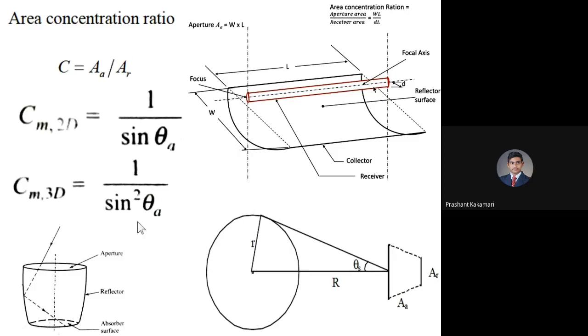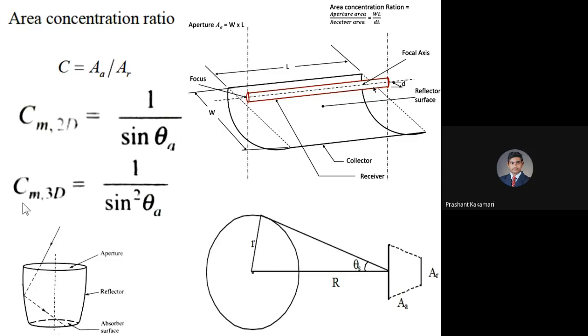From that, the maximum concentration ratio can be observed. One can take 1 by sine theta alpha so that we can find out what is the maximum possible concentration ratio for the given design. Or if you are finding it in three dimensions, meaning the total area of opening, how much area is deducted for this pipe, and also the depth of this collector, keeping in mind all three dimensions of this collector, one can take 1 by sine square of the acceptance angle. If you take 1 by sine theta or 1 by sine square theta, one can find out what is the maximum concentration ratio possible for a given design.